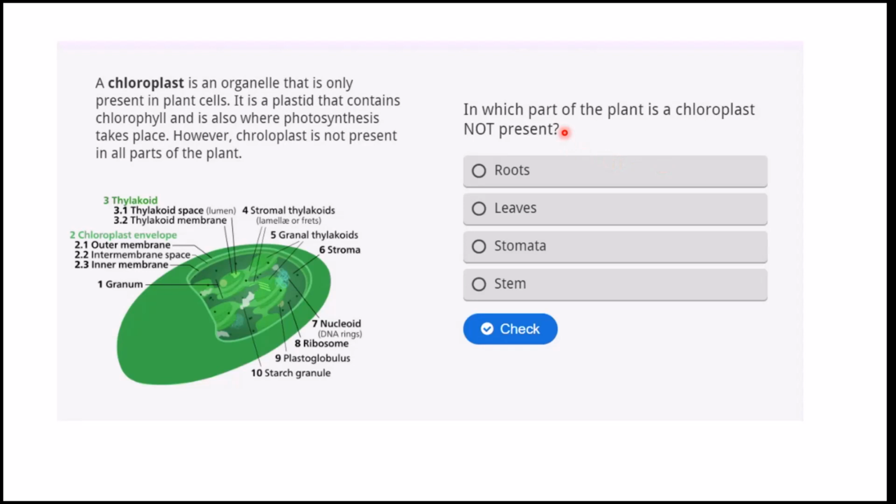I would say roots. I didn't get that. You said what? Yes, I also go with roots. All right. And indeed, he is right.